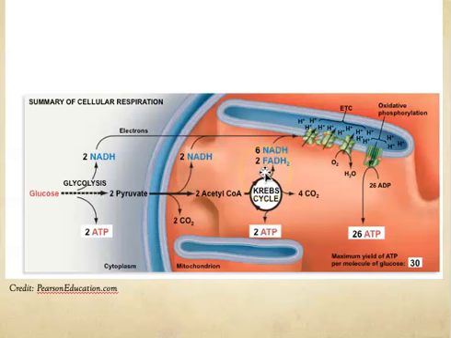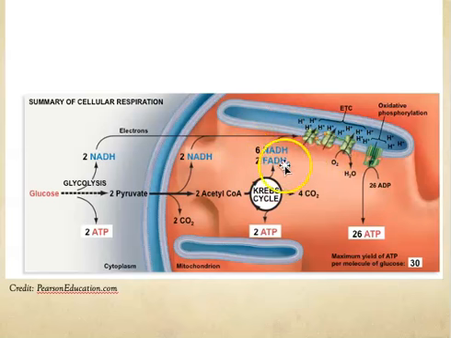Now we're done with the oxidation of glucose. So now all of these electron carriers can move forward and into oxidative phosphorylation. They're going to donate the electrons into the electron transport chain, which is sitting right here in the inner mitochondrial membrane.